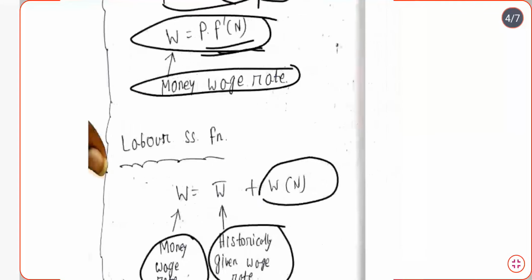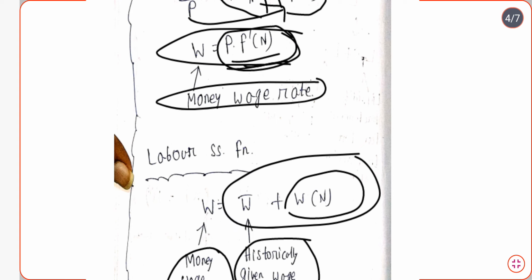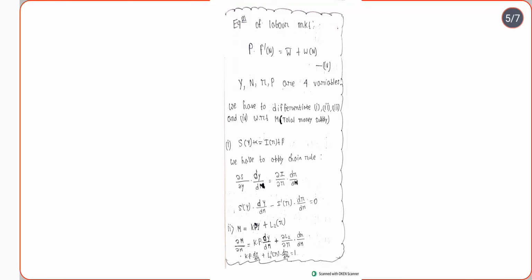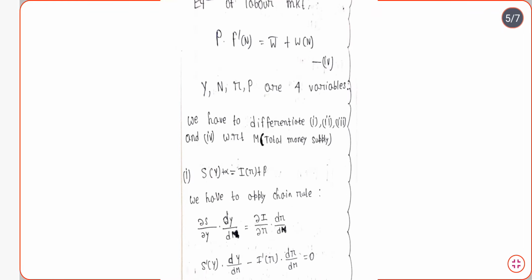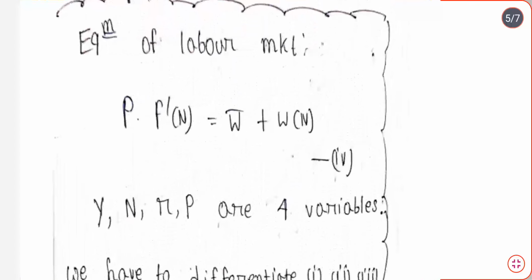We can equate these two forms, because both of these are values of W. When you equate these two forms, it becomes the equilibrium for the labor market, as given here: P into F dash N is equal to W bar plus W of N. So this is our fourth equation.